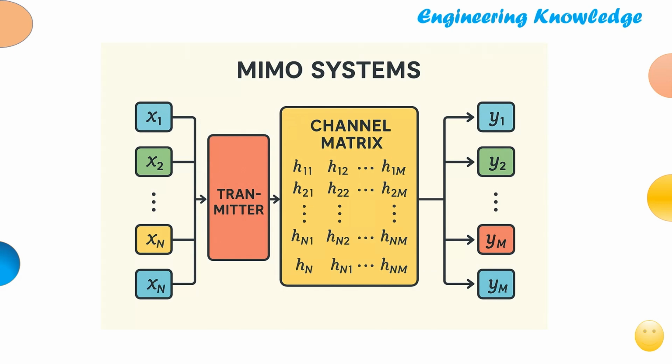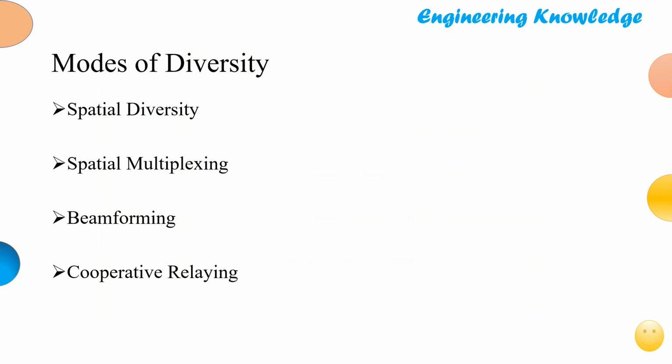MIMO systems are basically multiple input, multiple output systems in which the transmitter has N antennas and the receiver is supposed to have M antennas, which makes multiple channels. The need for multiple channels is that we can send different data on different channels, and that will lead to spatial multiplexing. And if we can send the same data on different channels, then it will increase the reliability. It will generally increase the probability that the information will reach the receiver, and this will increase the diversity.